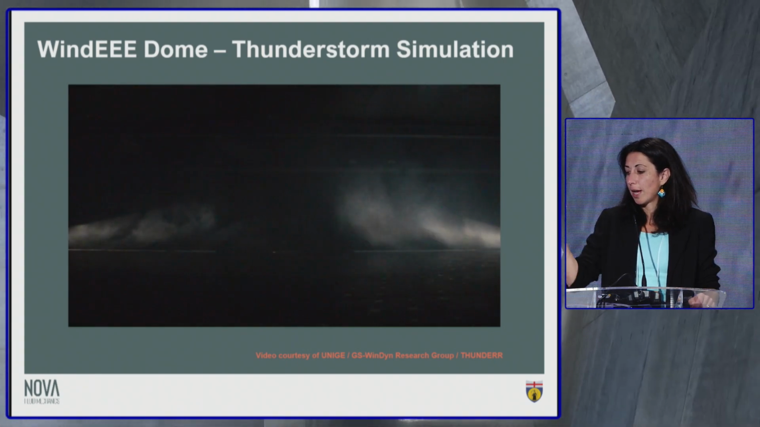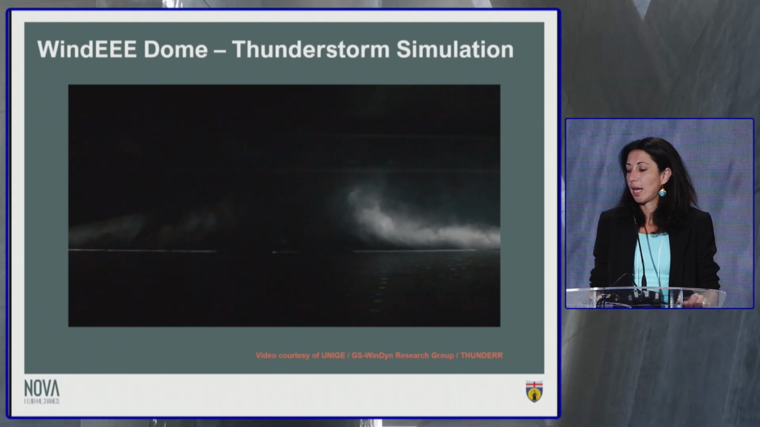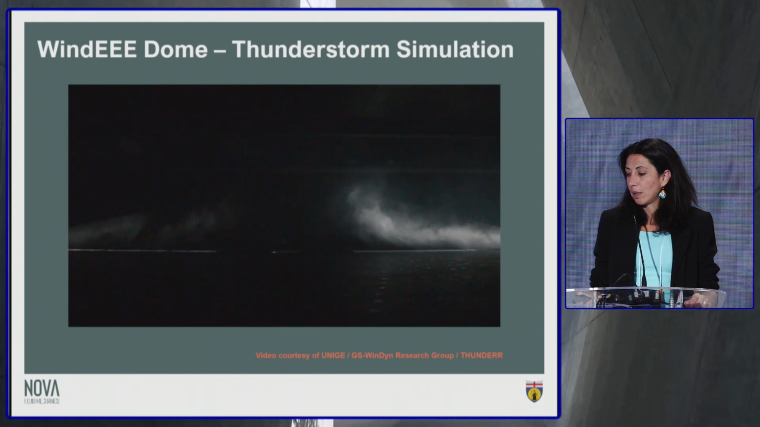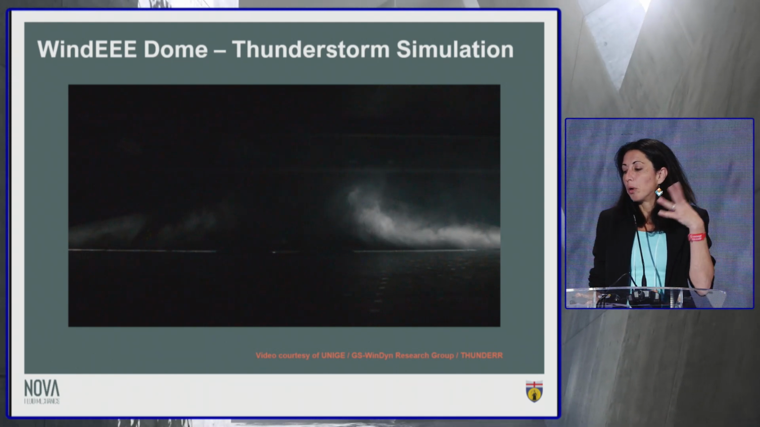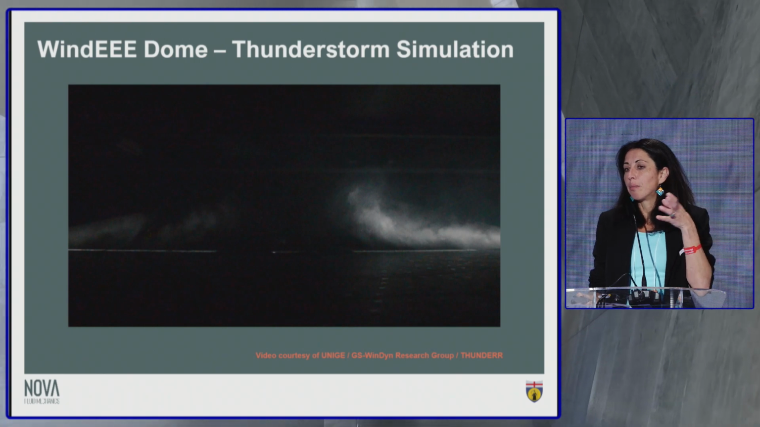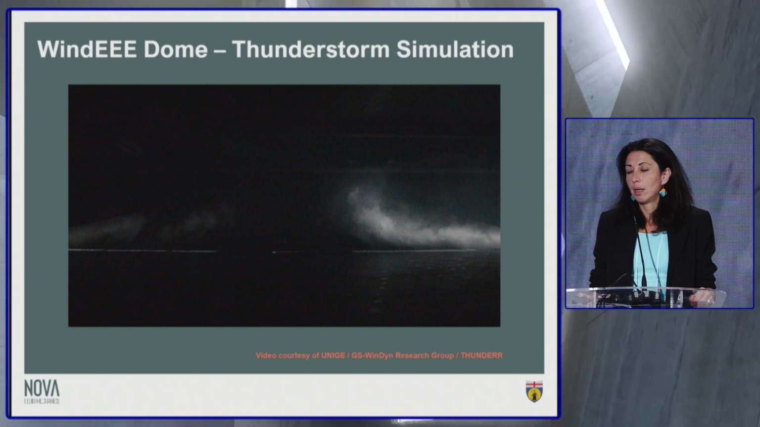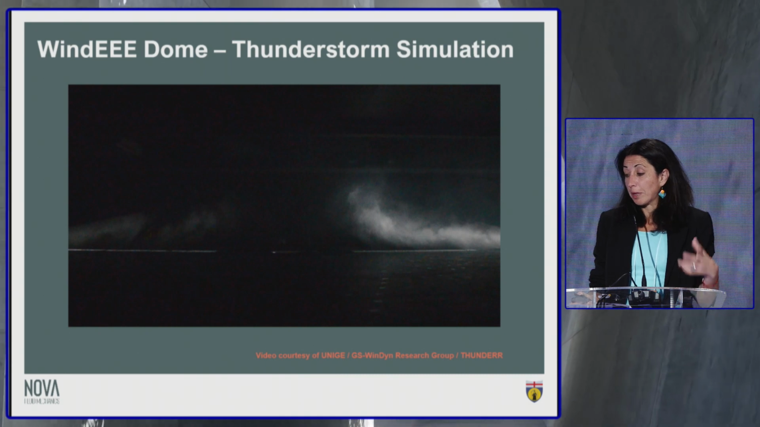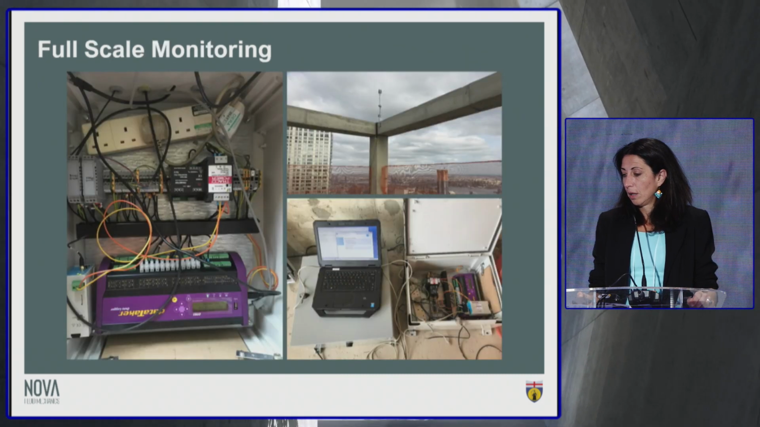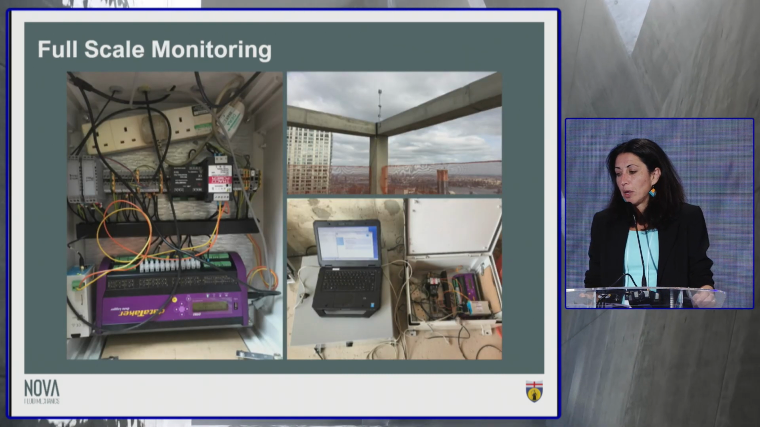And this is what happened when they simulate a thunderstorm. There is a jet of air that comes from the top. It's exactly the same as it happens in real life. What we want to do essentially is take our model and put it there and measure the thunderstorm loading.